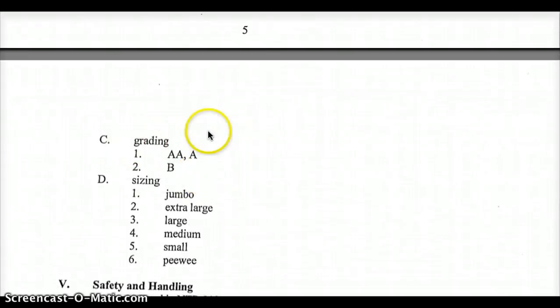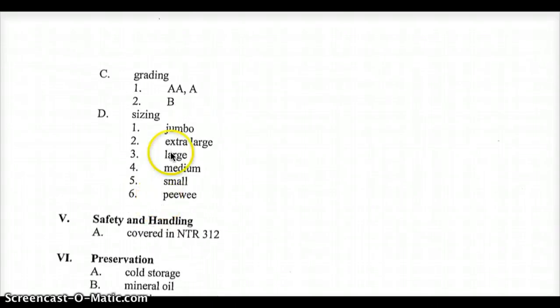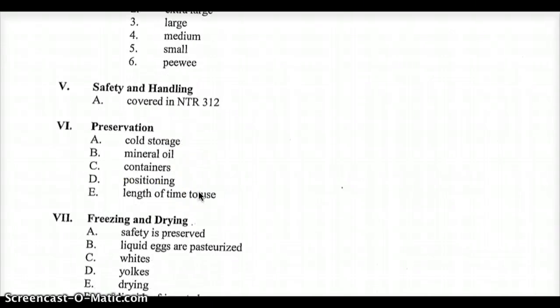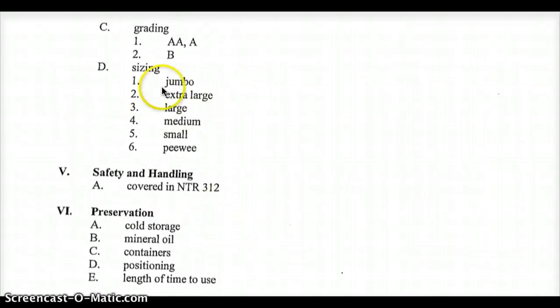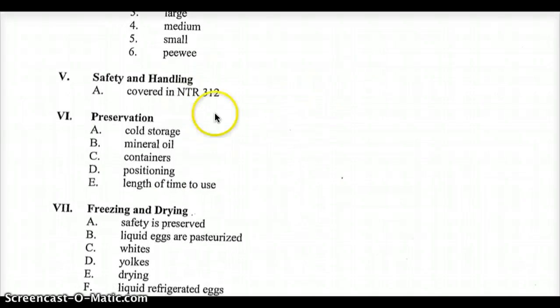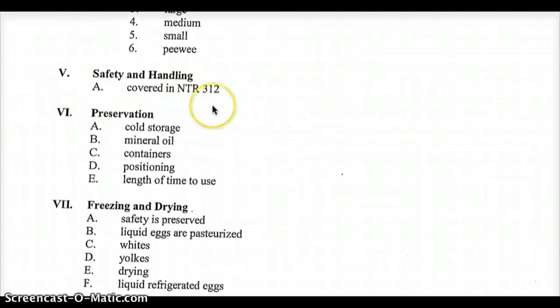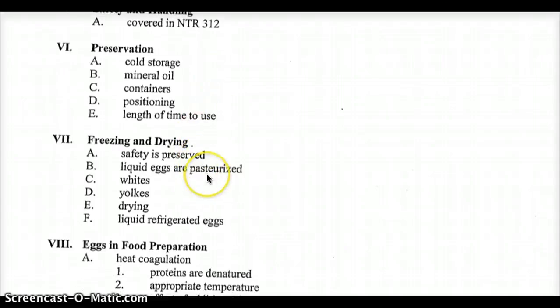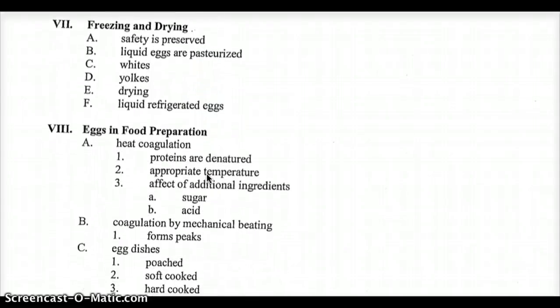Grading, again, need to know your grading. This will be asked on the test, A and B. Again, that you definitely need to know. Sizing, jumbo ratio, that you can have. That's basic. You got to know this. This is probably not going to be asked, though, because it's that basic. Safety and handling. This is another course. Preservation. Freezing and drying. Just know basic.